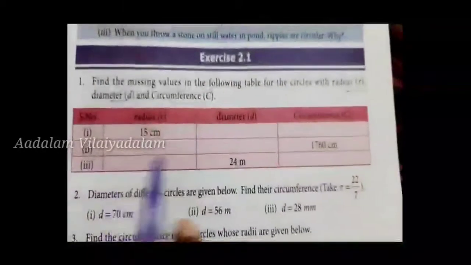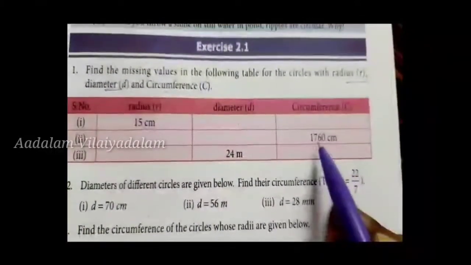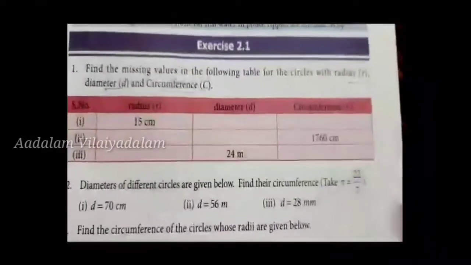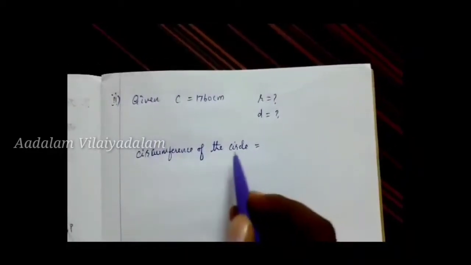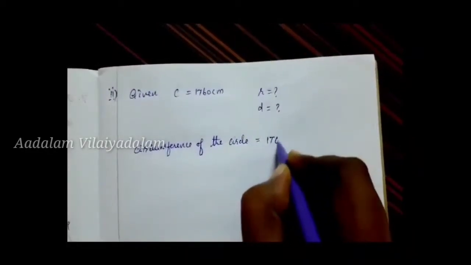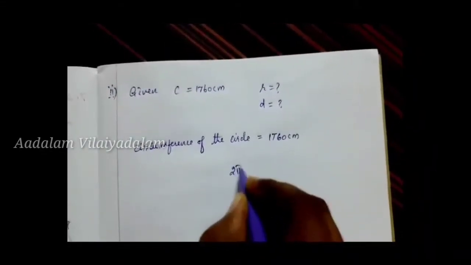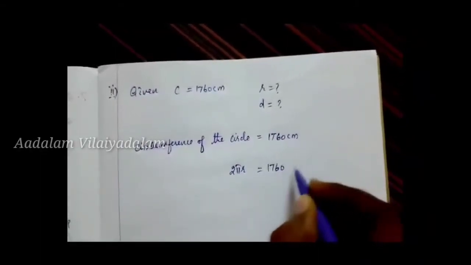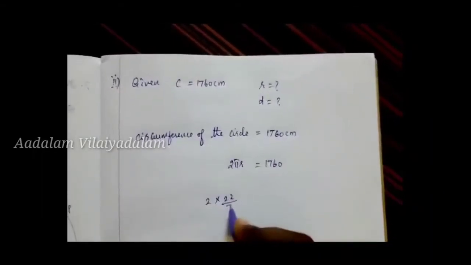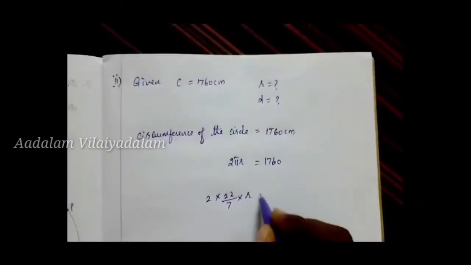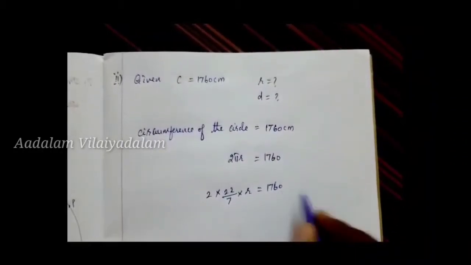In the second subdivision, radius is not given, diameter is not given, but the circumference is given, 1760 centimeter. So what is C? C is the circumference of the circle, which they have given as 1760 centimeter. So the circumference formula is 2 pi r equal to 1760. We can substitute the pi value, that is 22 by 7, into r, which we do not know; the radius we need to find. Then the circumference of the circle is 1760.